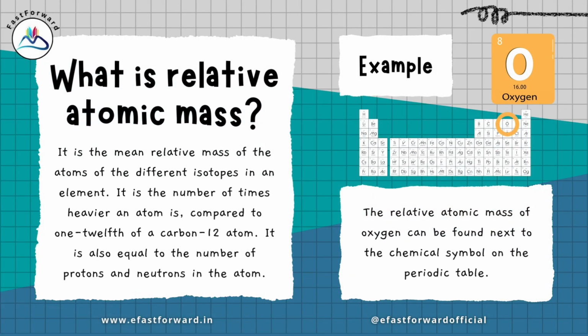What is relative atomic mass? It is the mean relative mass of the atoms of the different isotopes in an element. It is the number of times heavier an atom is compared to 1/12 of a carbon-12 atom. It is also equal to the number of protons and neutrons in the atom. Example: the relative atomic mass of oxygen can be found next to the chemical symbol on the periodic table.